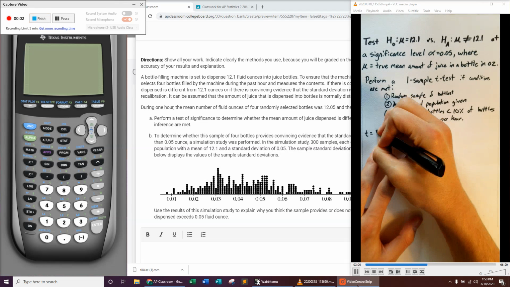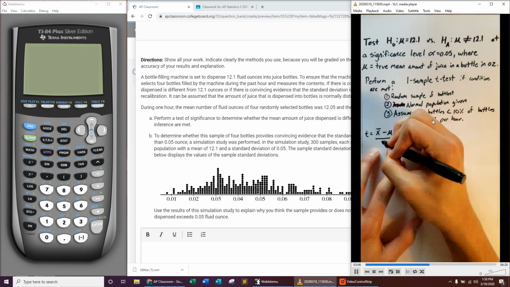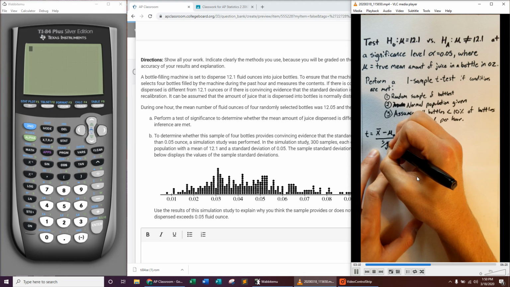All right, so we've stated what we're going to do. We've got our planning step completed now. We've checked our 3 conditions. Now we can actually start doing the calculations. So if we're doing a one sample t test, we need to note our test statistic t.